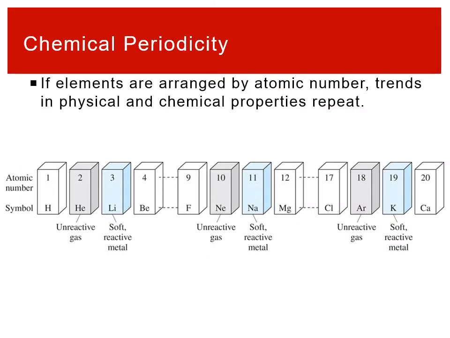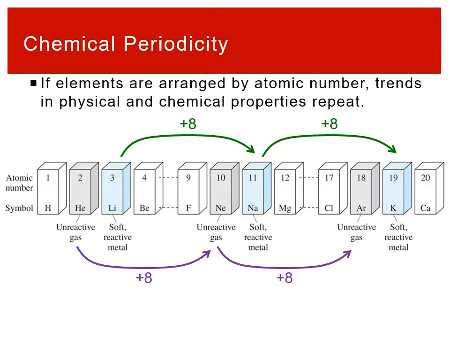So the idea of periodicity is the idea that if you take all of the elements and arrange them by atomic number, you start to find some trends that show up, some trends in repetition of the physical and chemical properties. Here we can see 1, 2, 3, 4 all the way counting up. At 2 is helium, an unreactive gas, 10 is neon, an unreactive gas, and 18 is argon, an unreactive gas. So we can see that all of those are shifted by 8. Similarly, 3, 11, 19 are all soft reactive metals.